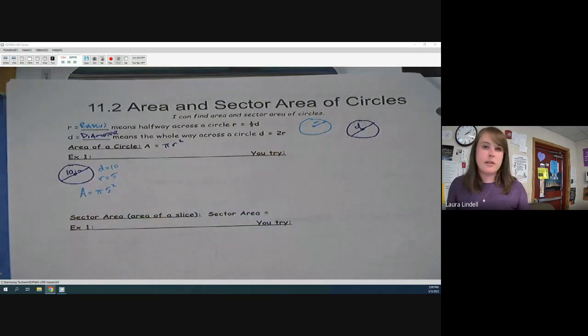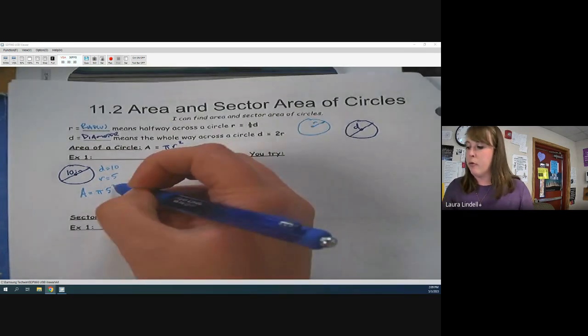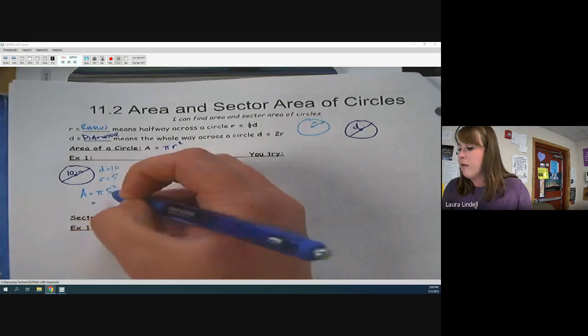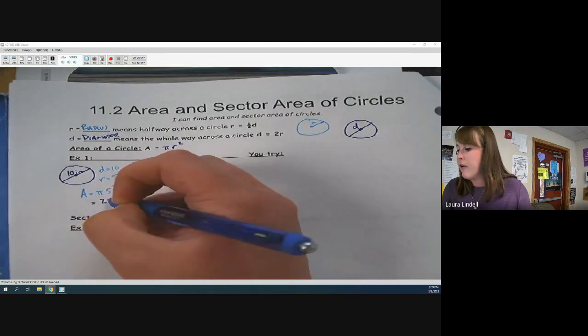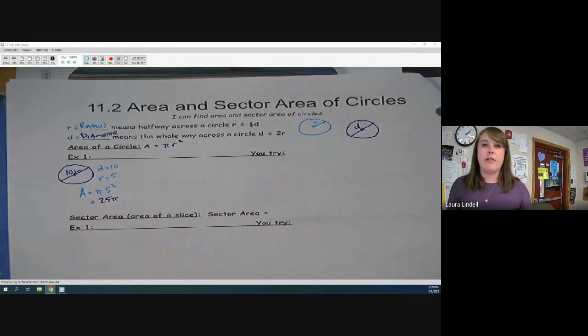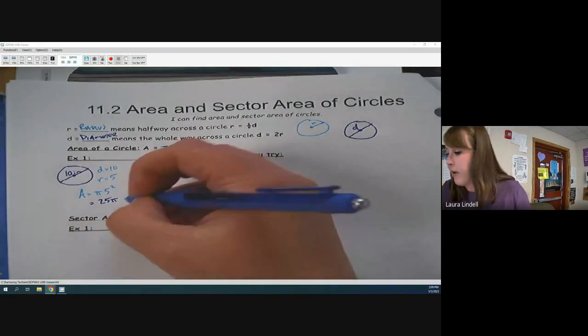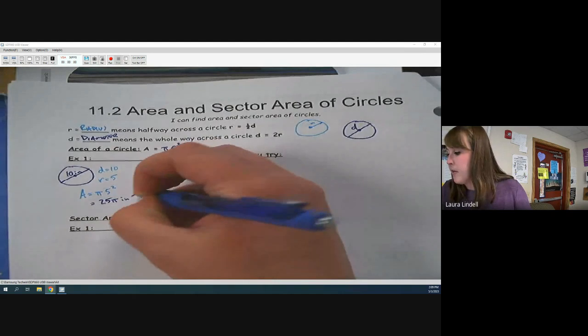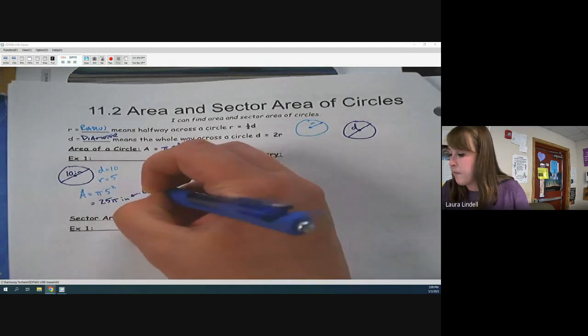Area is pi times the radius squared, so pi times 5 squared. And the first thing that you want to do is square the radius because we have to follow the order of operations. Exponents come before multiplication. So 5 times 5 is 25. 25 pi is one way that we can write our answer. 25 pi inches. This would be considered exact form.